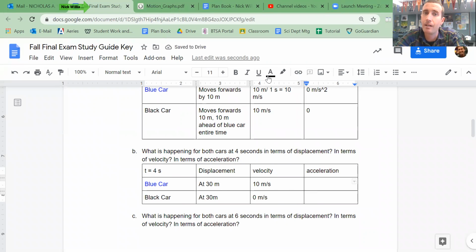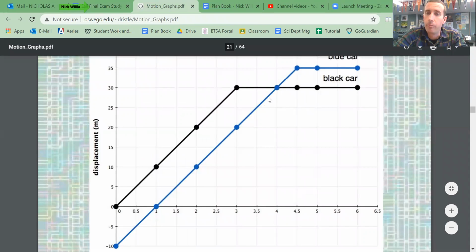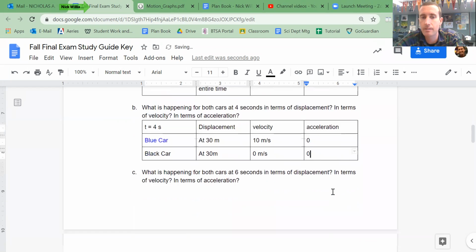And then in terms of acceleration, the blue car is going 10, and then right after it's going 10, so it's not changing velocity. The black car is going 0, and then after it's going 0, it's not changing velocity either. Both of them still have 0 acceleration. So still no acceleration, no change of their velocities.